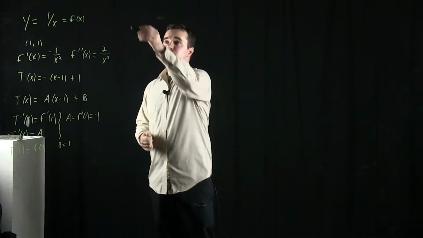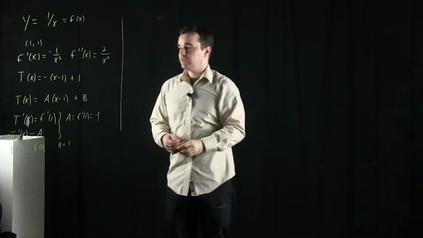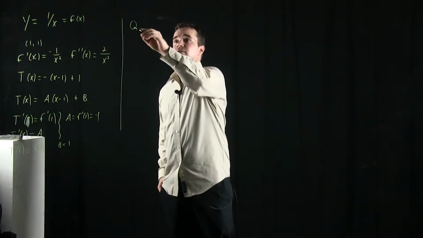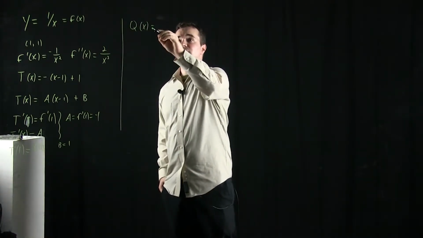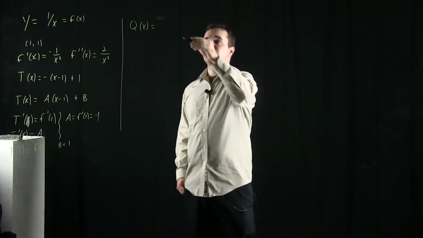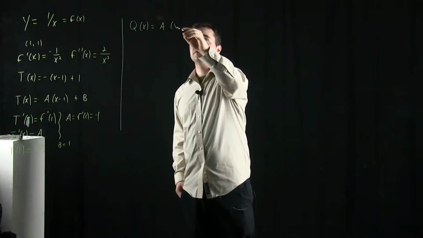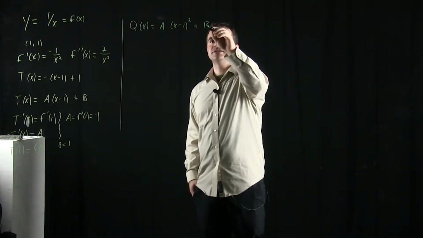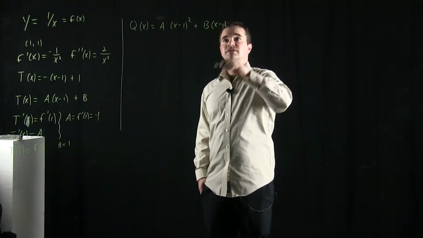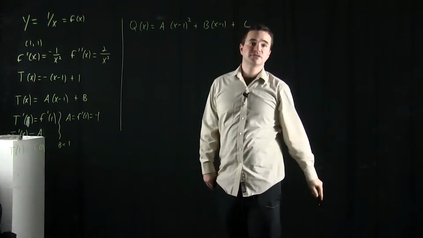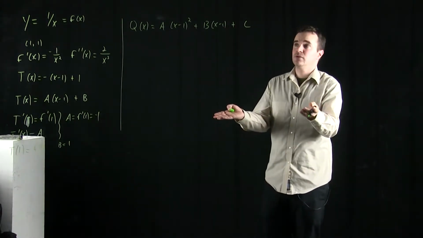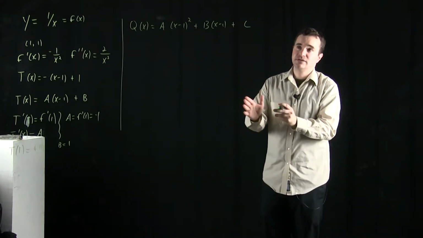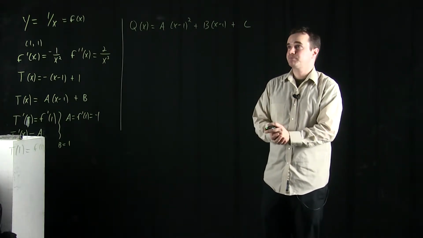So if I want to do this with a tangent quadratic, I'm going to have to start with a general quadratic function. And so what's that going to be? I'm just going to look at a constant times x minus 1 squared plus another constant times x minus 1 plus another constant. So that's a typical quadratic function, second degree polynomial, but centered at x equals 1.